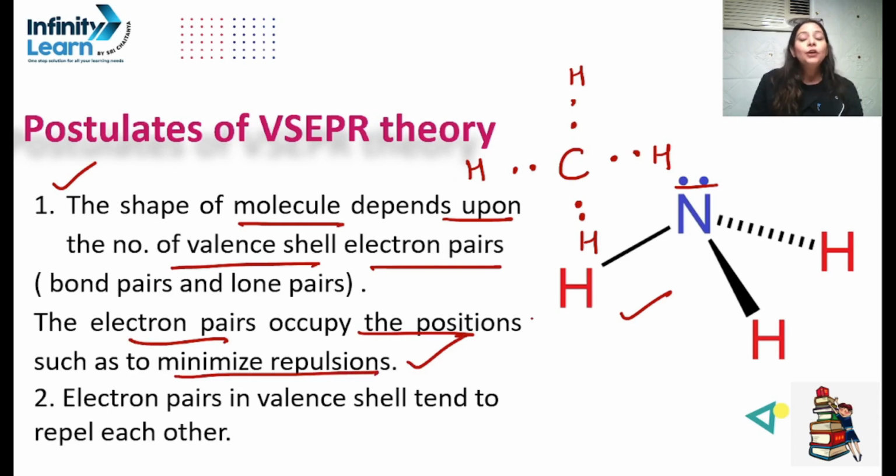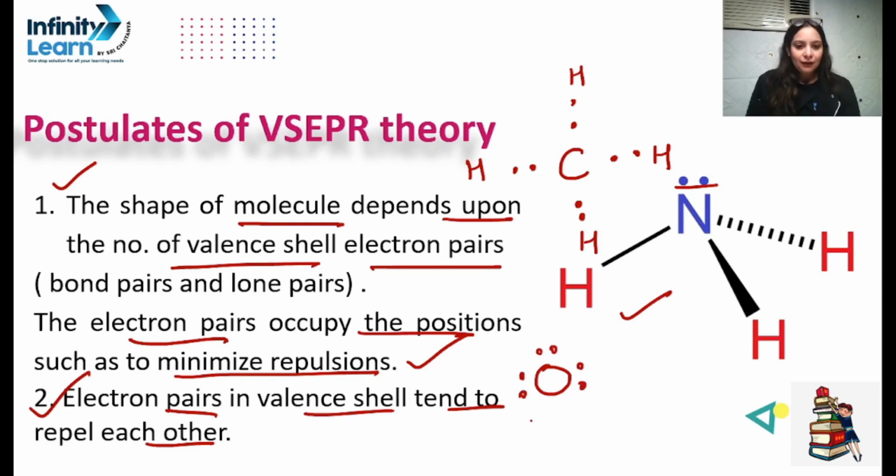So the shape of the molecule will always depend upon the valence shell electron pairs, whether they are bonded pairs or lone pairs. The second postulate says that electron pairs in the valence shell also tend to repel each other. So, for example, if I denote the valence electrons around a central atom, you arrange them in such a way. Why? Because these pairs are also repelling each other, so they tend to occupy positions where the repulsions get minimized.